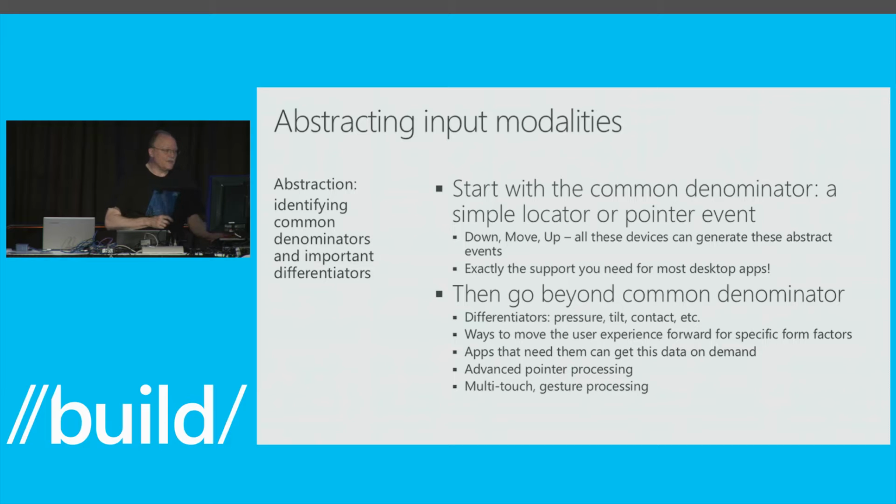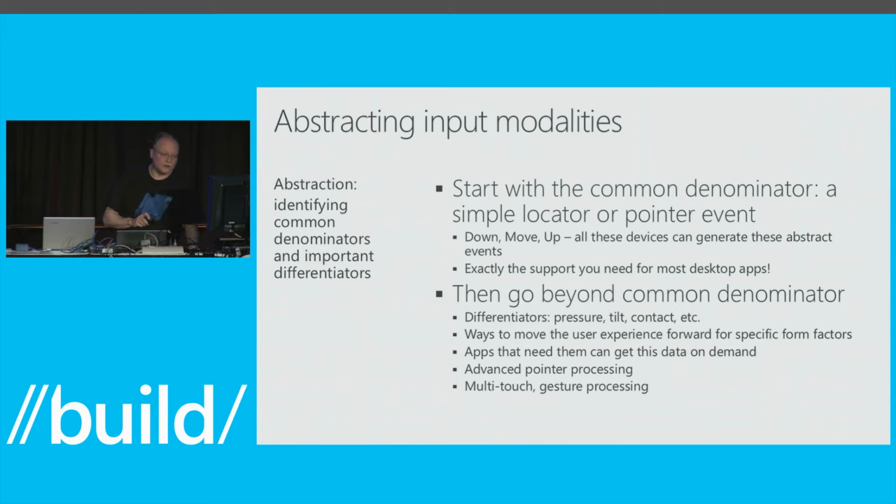And then there are ways you can move that user experience that you've designed forward for specific form factors. If you are a Photoshop of the world, you probably want to start using pen pressure if you've got it, because there are amazing things you can do in artistic contexts with that. We provided a mechanism for apps to get that rich data on demand. You get the locator event telling you something's happened, and then you can respond to it and get more data. And then there are very advanced things you can do with those pointer messages and processing. With touch, you have multi-touch. With touch, pen, or mouse, you can take that information and feed it to a gesture processing engine and get gestures out of it. So we thought this was a really important big bet.